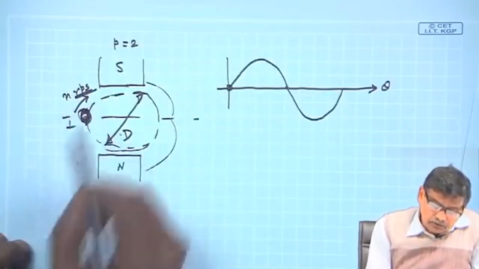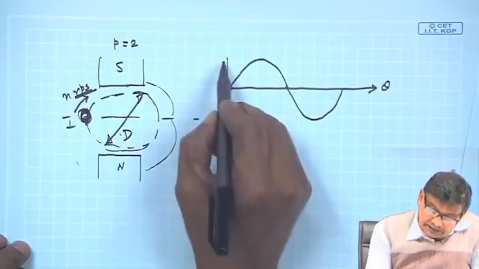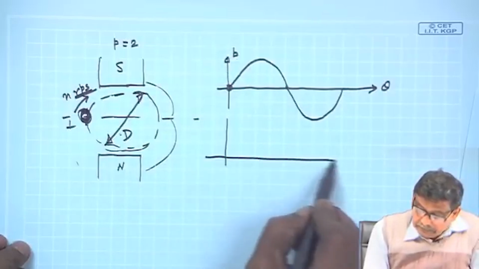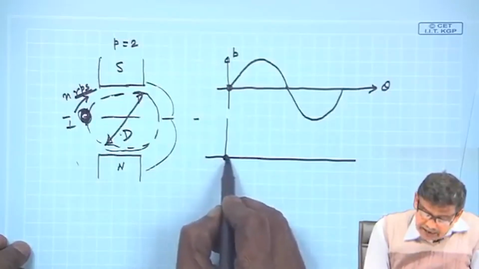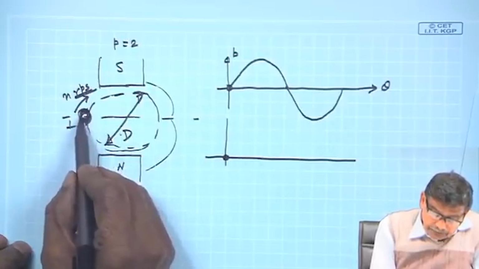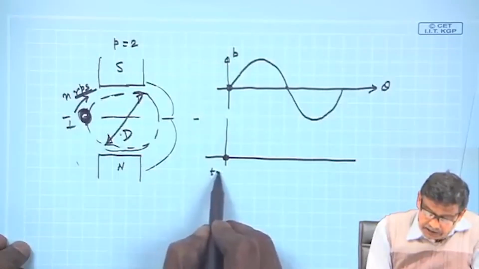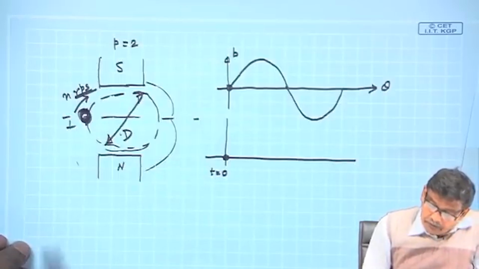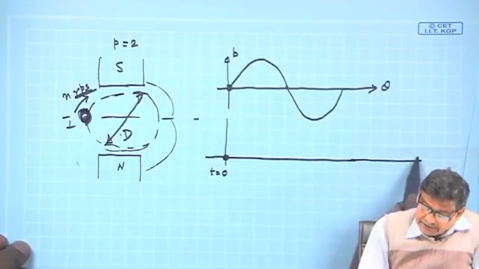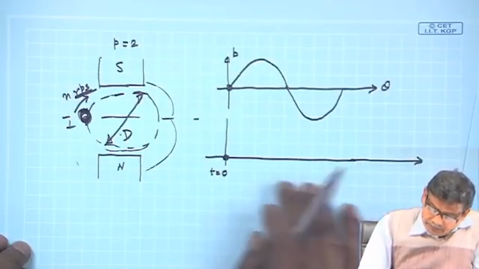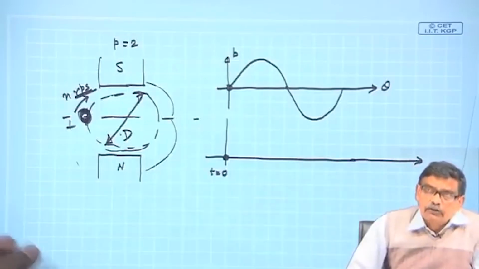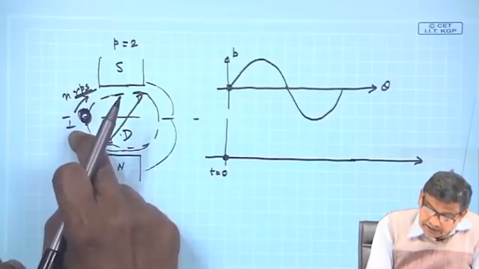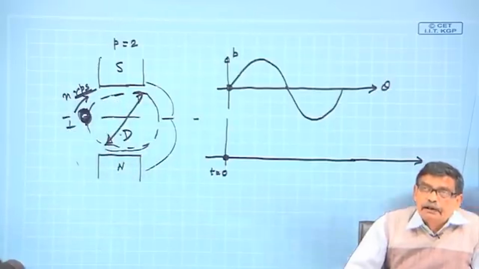Now, what will be the induced voltage? This is the B distribution, and suppose the conductor was in this position at t equal to 0. This axis is position in space, no doubt, but it now indicates the position of this conductor as time passes.